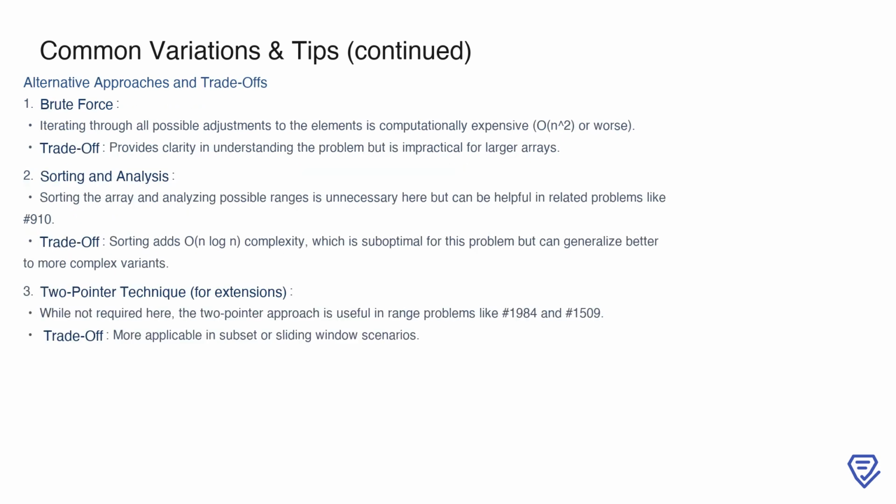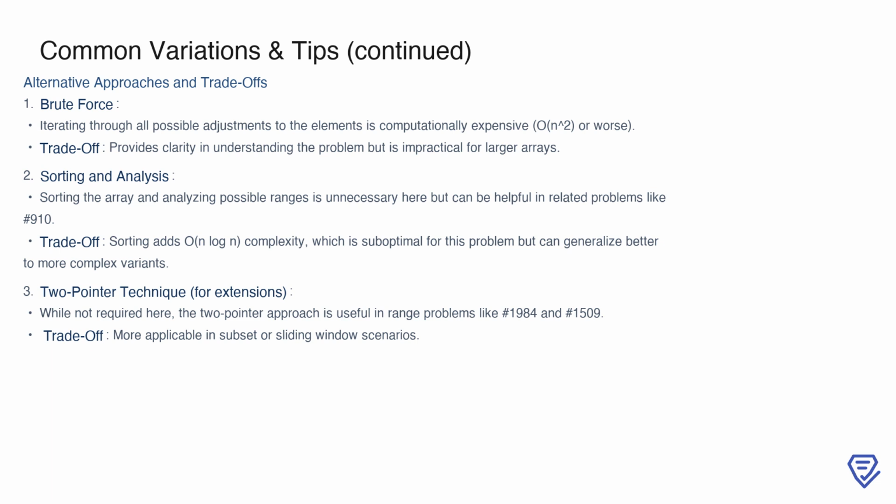There are also alternative approaches to consider, though they come with trade-offs. A brute force solution, for instance, involves iterating through all possible adjustments to the elements. While this method can help build a conceptual understanding of the problem, it's computationally expensive (n squared), or worse, and impractical for larger arrays. Sorting the array and analyzing possible ranges is another approach. While unnecessary for this problem, it can be useful in related problems like number 910. However, sorting adds n log n complexity, which makes it suboptimal here.